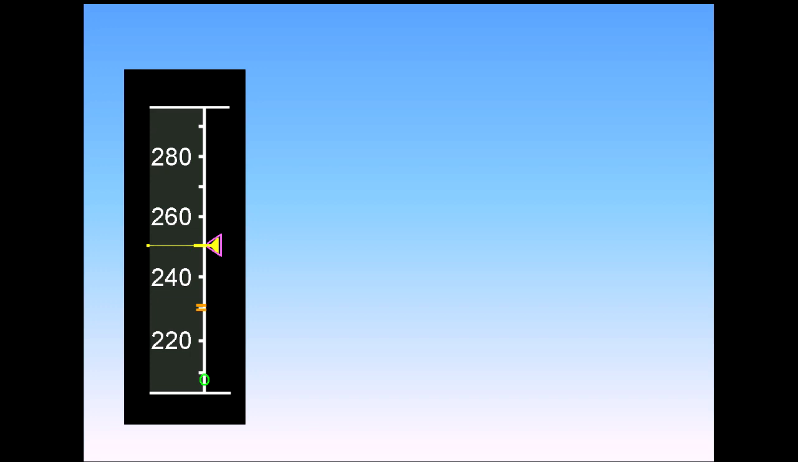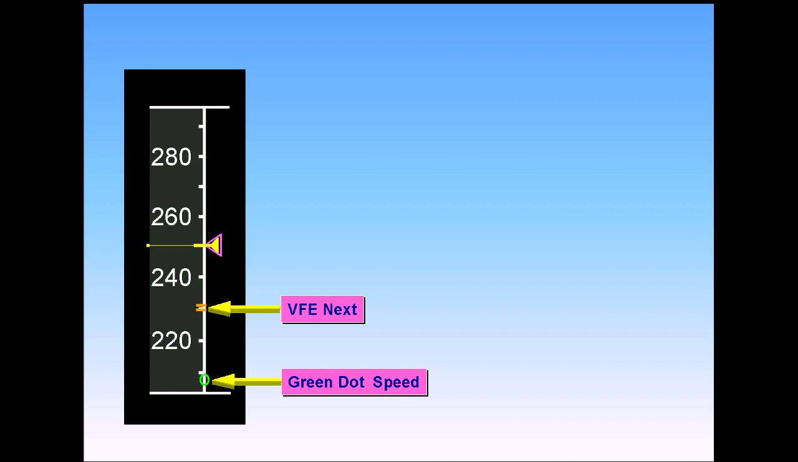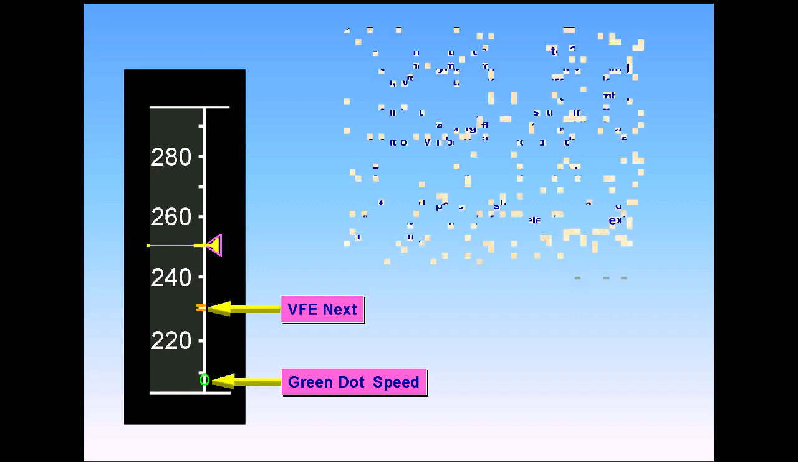Following initial deceleration to 250 knots, we see the symbol for the next flap limiting speed, VFE next. Since the aircraft is clean, the next flap setting is 1, so the symbol appears at 230 knots, which is the maximum speed for extending flaps to 1. The VFE next indication will be visible provided the aircraft is below 15,000 feet. Green dot speed may also be visible. It is UAL policy to slow to a minimum of VFE minus 10 knots before selecting the next flap setting.